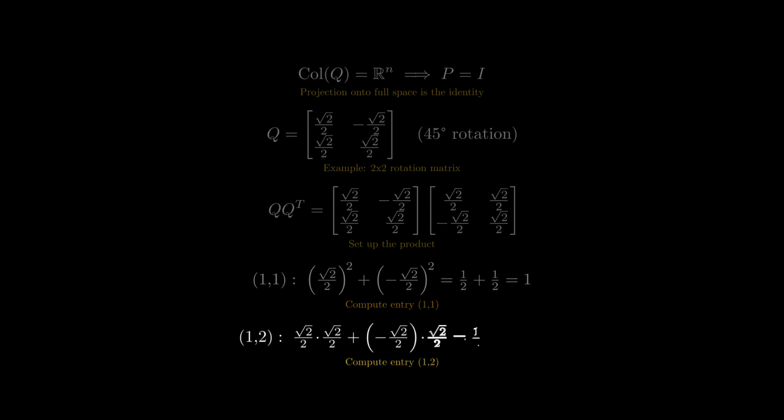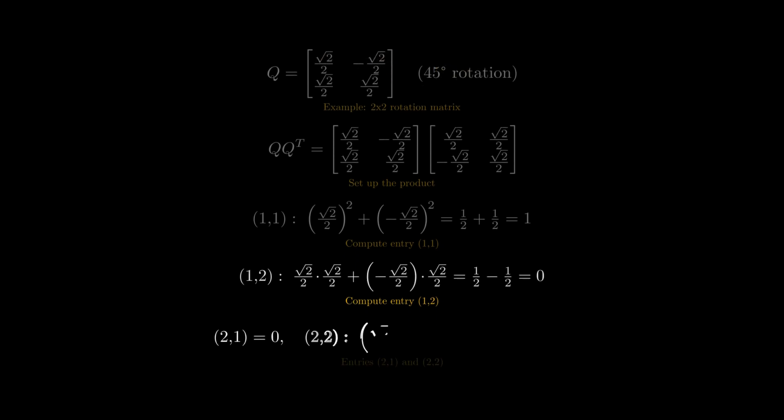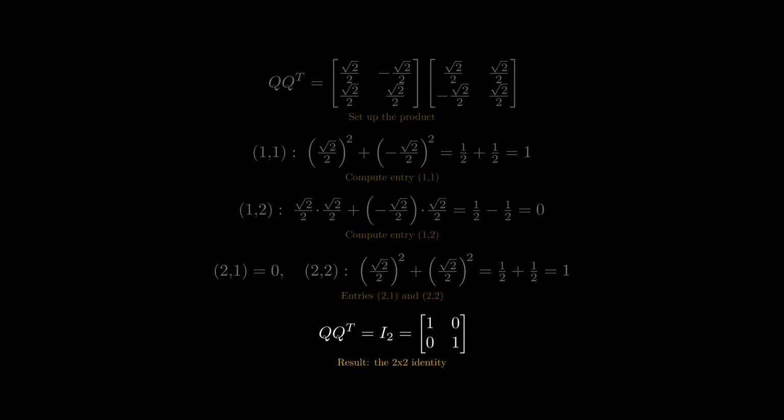For entry 1,2, we compute root 2 over 2 times root 2 over 2 plus negative root 2 over 2 times root 2 over 2. That gives 1/2 minus 1/2, which equals 0. Entry 2,1 is 0 by the same reasoning. And for entry 2,2, we get root 2 over 2 squared plus root 2 over 2 squared, which is 1/2 plus 1/2 equaling 1. So the result is the 2×2 identity matrix.